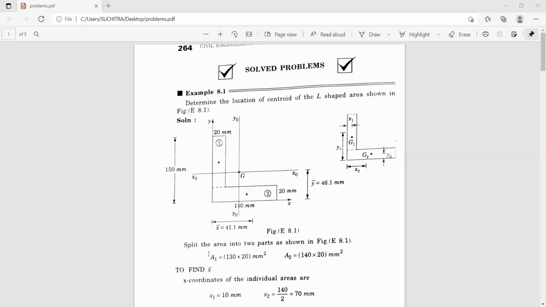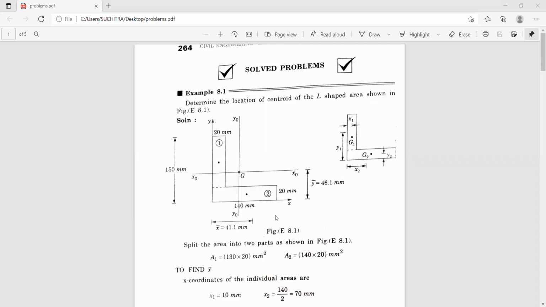So in our case, we have this A1, but we want the x1. X1 is measured with respect to the y-axis. Now this is the point, that is x1. You can see here, this is x1, which is nothing but half of this, correct? So here, this width is 20. So half of this is 20 divided by 2, that is 10 millimeters.